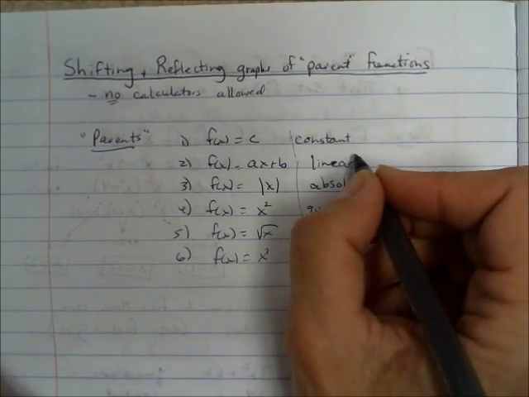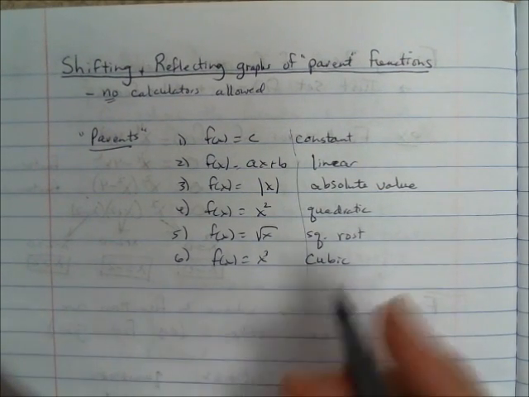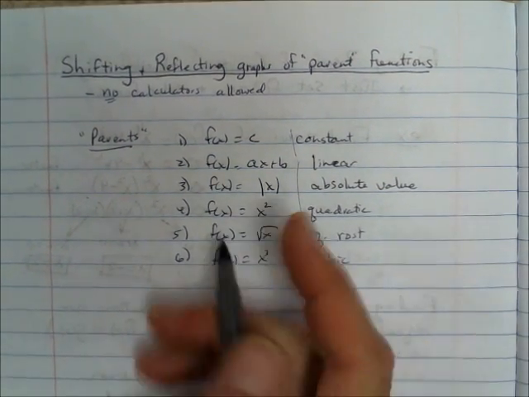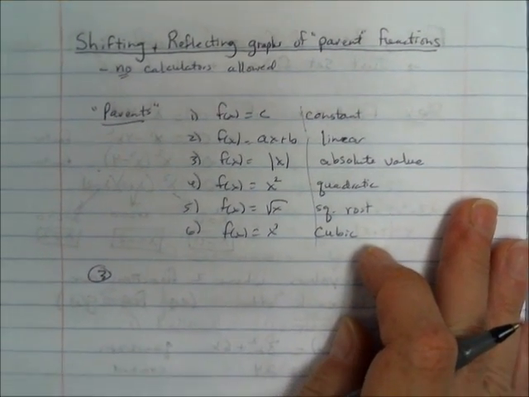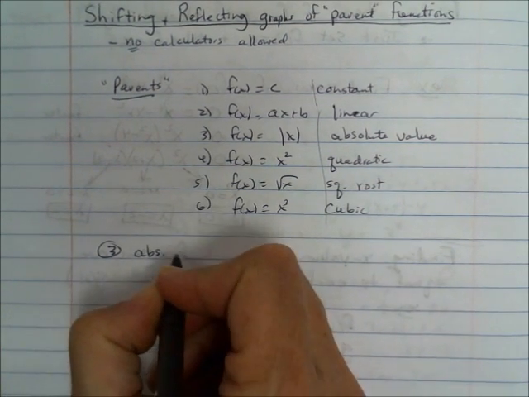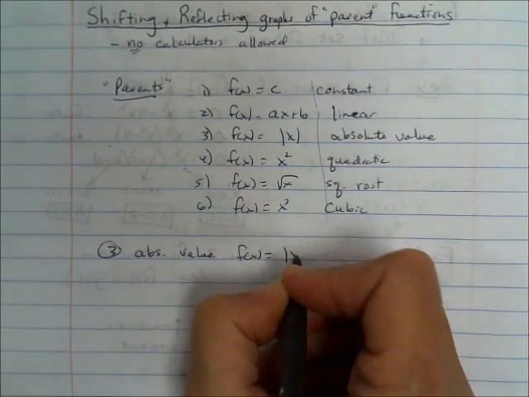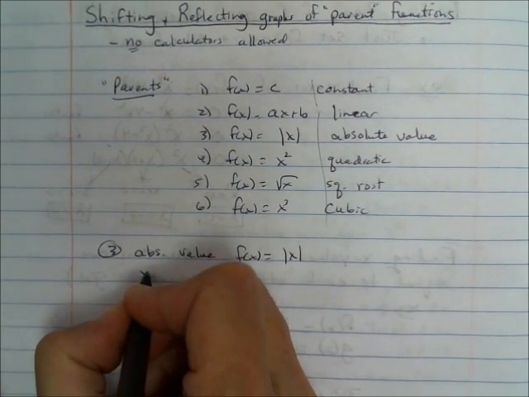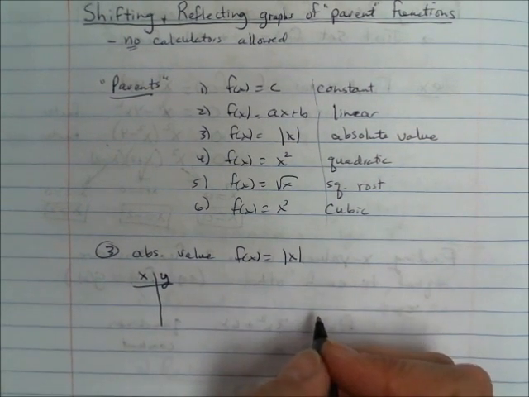So here's the form of the function, and those are the names of the functions. Like I said, we already did constant and linear, so I'm just going to talk about absolute value, quadratic, square root, and cubic on this video. So I'm going to show you how to graph an absolute value function with no calculator. So absolute value, f of x is equal to absolute value of x.